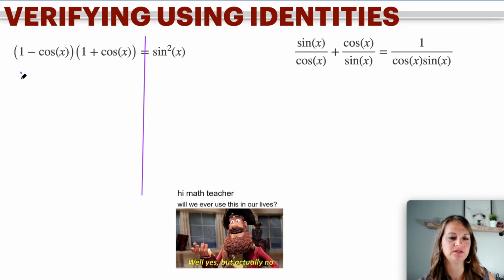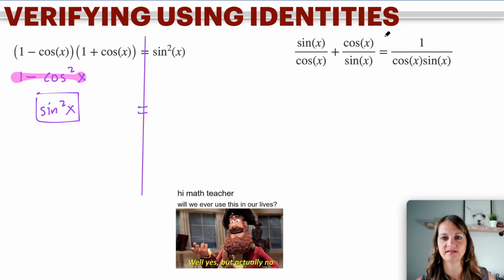I'm going to FOIL, and when I FOIL, I'll be left with 1 minus cosine squared. And we know that this is a Pythagorean identity, which is sine squared x. And I have now verified the right-hand side.